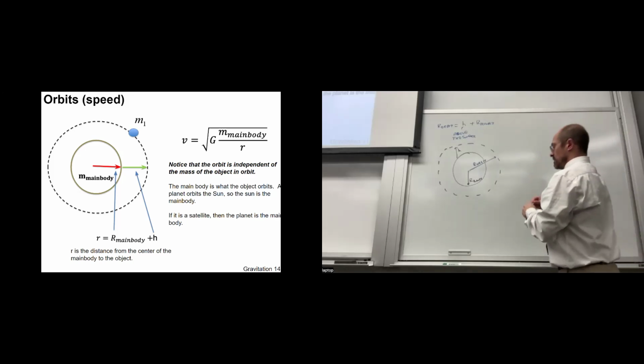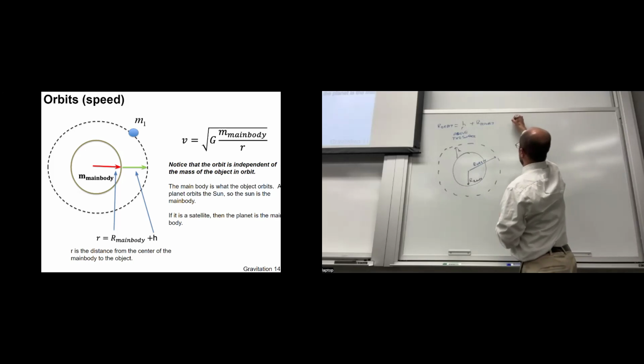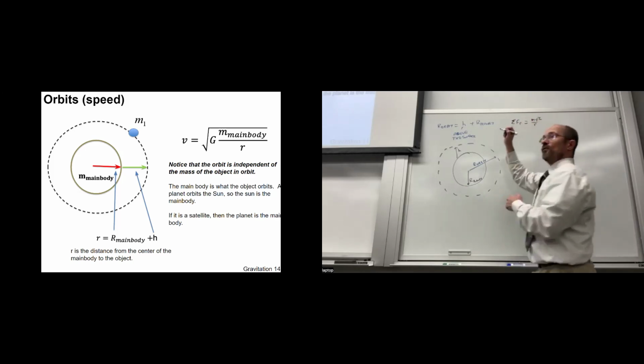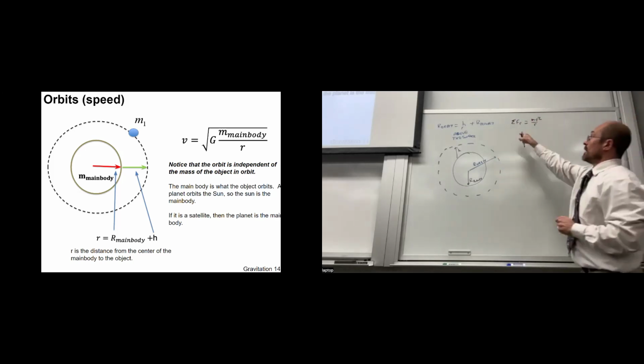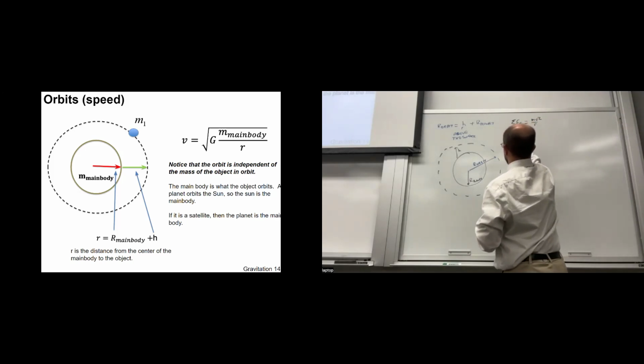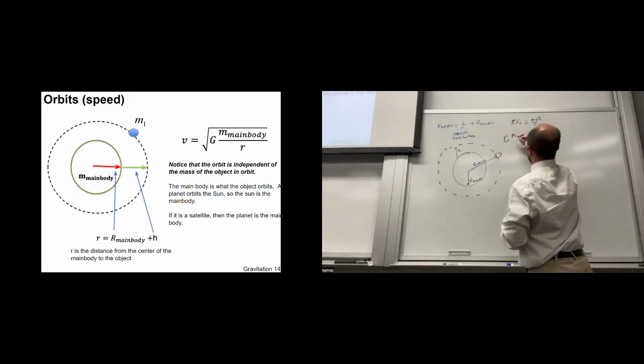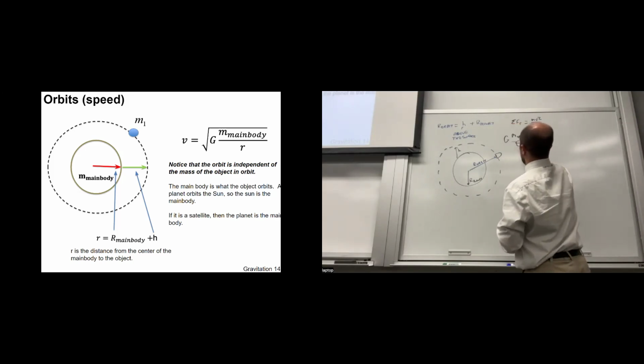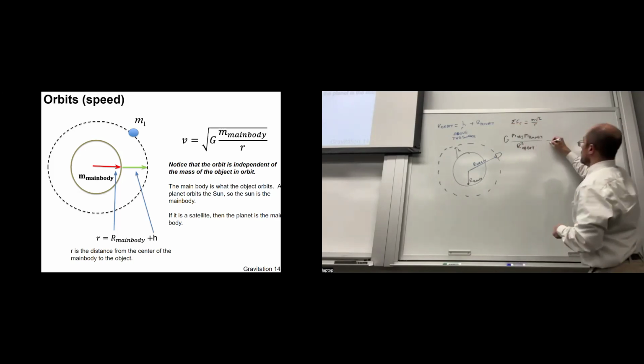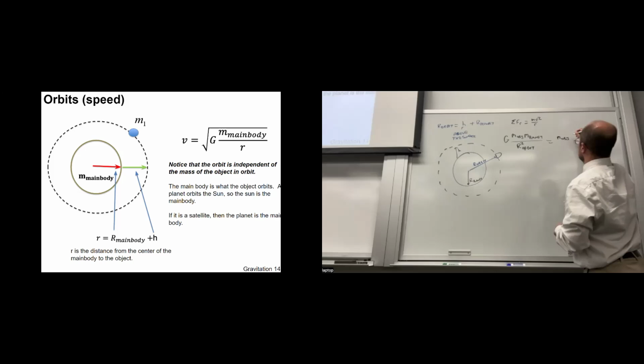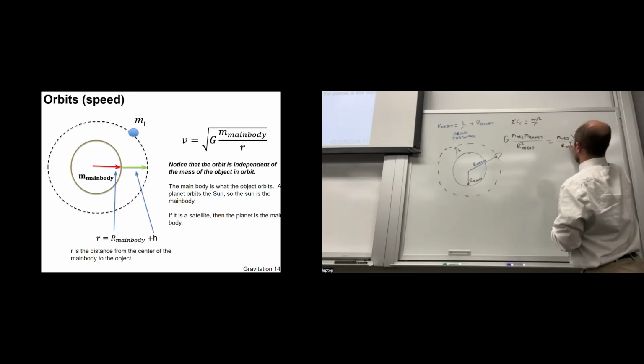Now, we said that if you're going to orbit, you have to sum your forces in the radial direction, and you get mv squared over r. And the force we put in here is big G, mass of the object in orbit, so here's our little object, multiplied by the mass of the planet, divided by the radius of the orbit squared. And that's equal to the mass of the object times v squared of the orbit over r of the orbit.